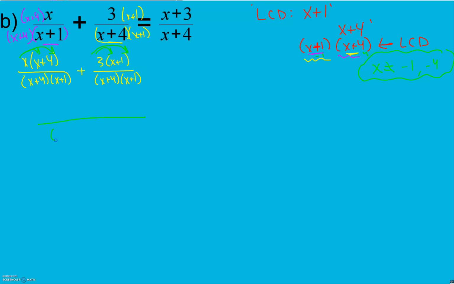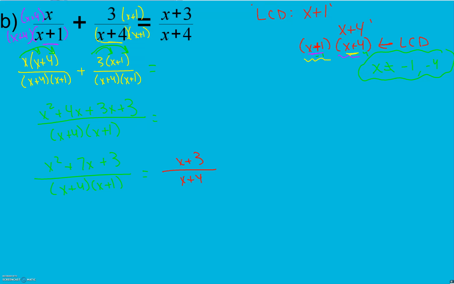Once I have the same denominator, I can perform the operations on my numerator here, just adding. So I have x squared plus 4x plus 3x plus 3, and write it over my denominator. I'm going to simplify here. X squared plus 7x plus 3 over x plus 4, x plus 1. Now, I've completely simplified the left side, and now I need to get my right side to match.